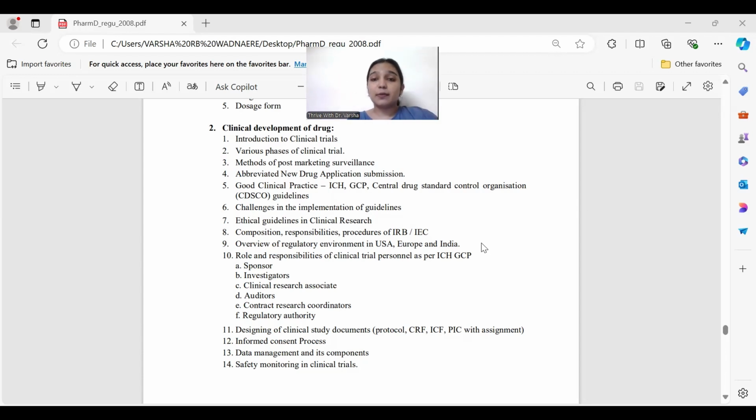Then overview of regulatory environment in USA, Europe and India. Now this is a huge chapter for the whole of India, for a complete Europe and the USA. You will have to learn what the regulatory environment is in those particular countries. So that will be for 10 marks.